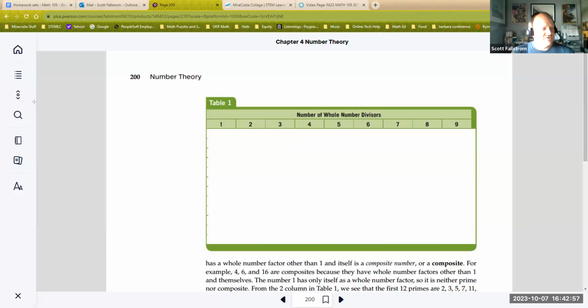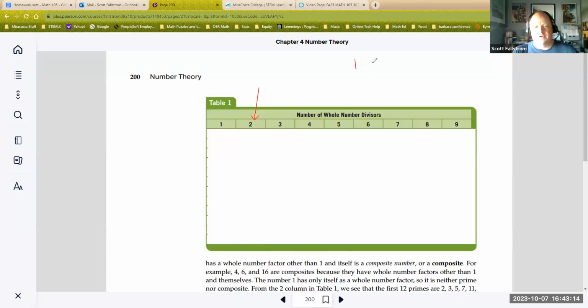And so let me change this back to red, let's say. So the number of whole number divisors. So if my number had 2 divisors, I would put it in this column with the 2. And so what we're going to do is we're just kind of roll through a few numbers to get the idea for it.